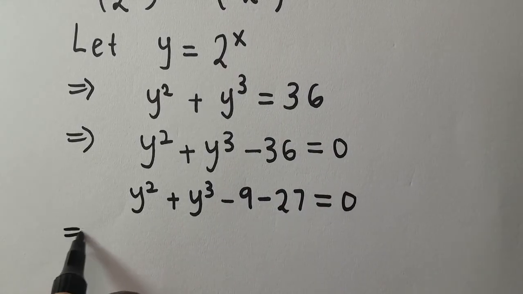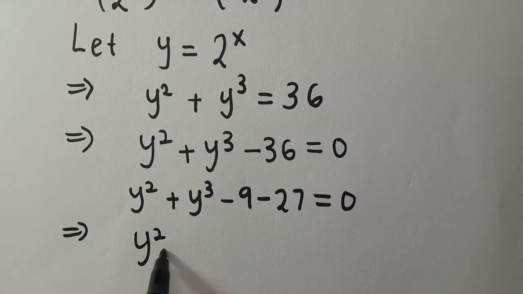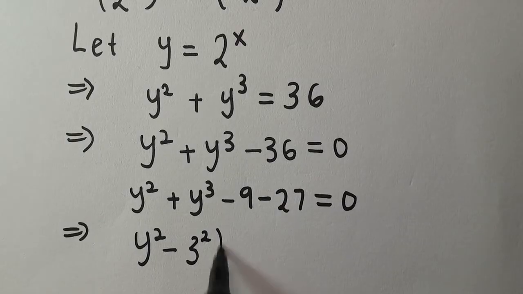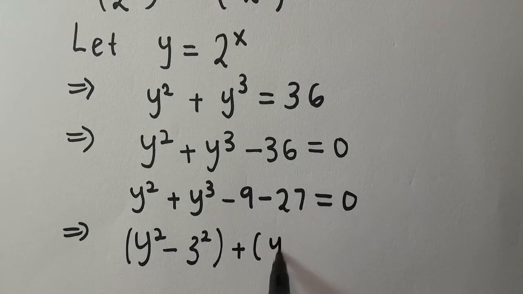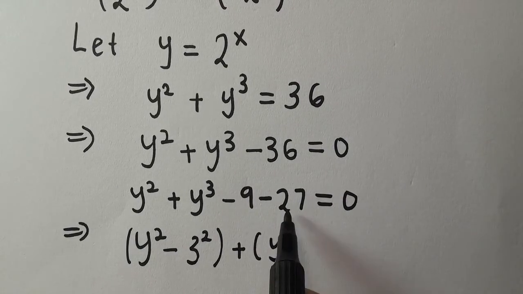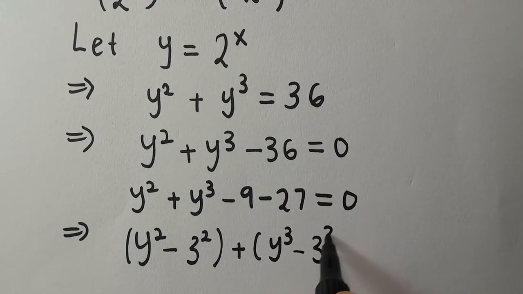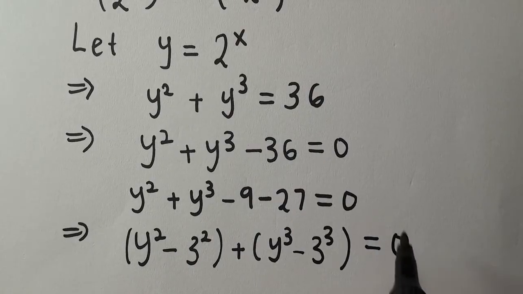Then this will imply that we have y to the power of 2 minus 3 to the power of 2. Let's group them, plus this y to the power of 3. Let's have this in base 3. We have it to be minus 3 to the power of 3. Let's also group them. Then we let everything equal 0.